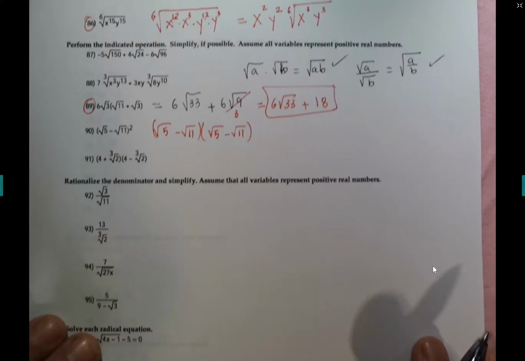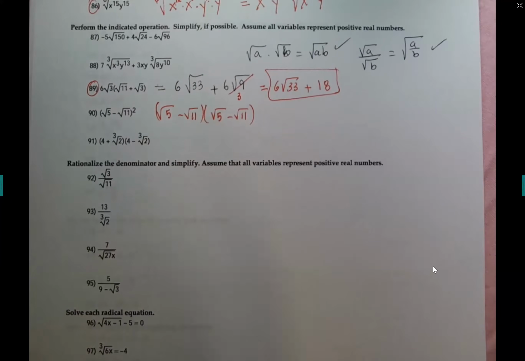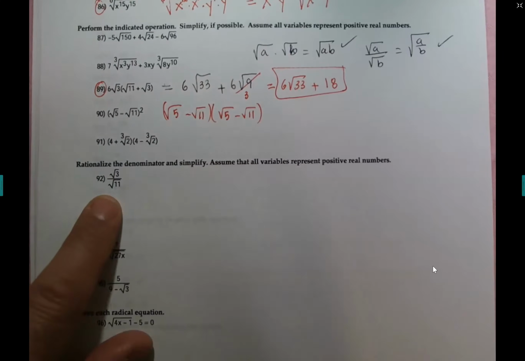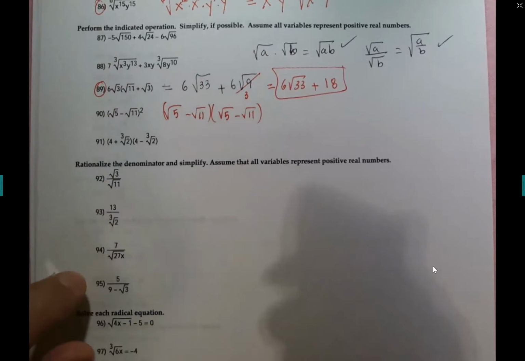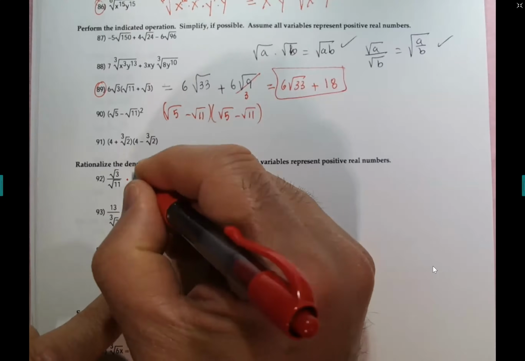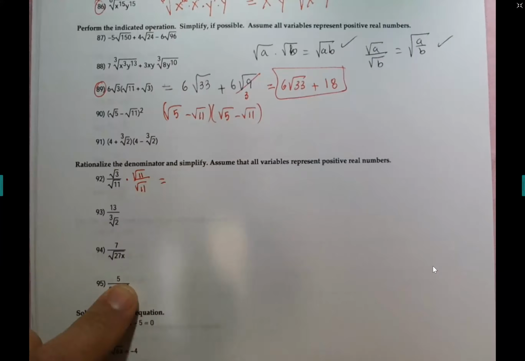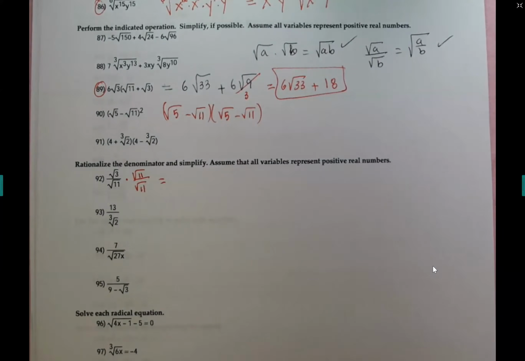Rationalize the denominator. How do you rationalize the denominator? If it is just a square root of a number, you multiply the top and the bottom by the same square root of a number here. So rationalizing the denominator means get rid of the radical sign from the denominator.